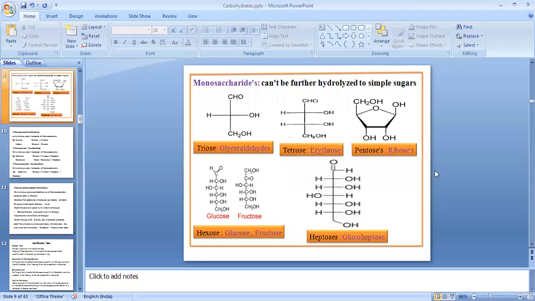Here you can see the triose, glyceraldehyde, as an example of triose, erythrose as an example of tetrose, and ribose as an example of pentose. For hexose, you can see the aldehyde as glucose and fructose as a ketone or ketose, and for heptose you can see the structure of glucoheptose.